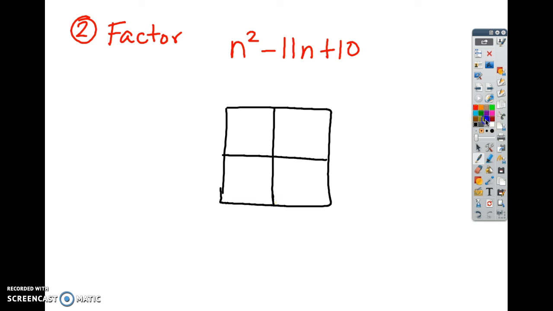So what do I know about this box based on the quadratic that they just gave me? The n squared and the 10 go inside the box. N squared goes in the first box, and positive 10 goes in the last box. What else do I know? That you have two n's. You have an n here times n gives you n squared.